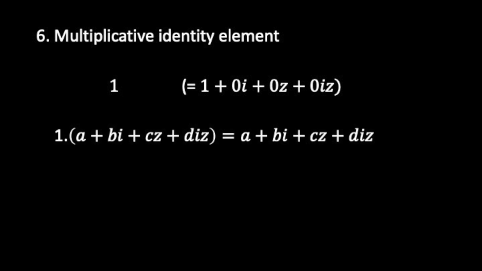The set M also has a multiplicative identity element. That is the real number 1, which is 1 plus 0i plus 0z plus 0iz. When we multiply any metacomplex number by 1, the number remains unchanged.